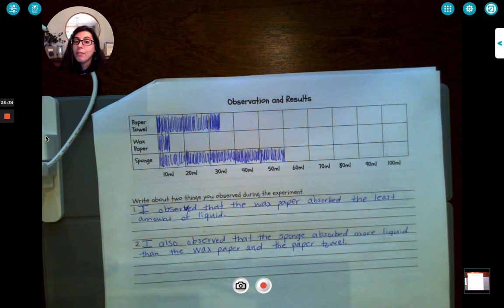Now, if you haven't finished writing both of your observations, make sure to pause. Finish that before you move on. You can come back when you're done. If you're all finished writing both observations, then we're ready to turn to the back of our lab report.